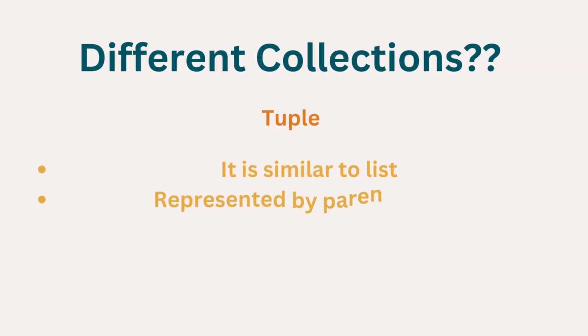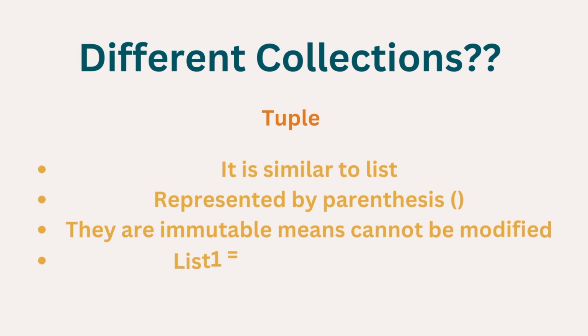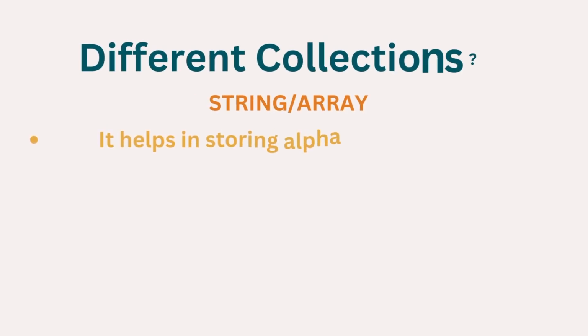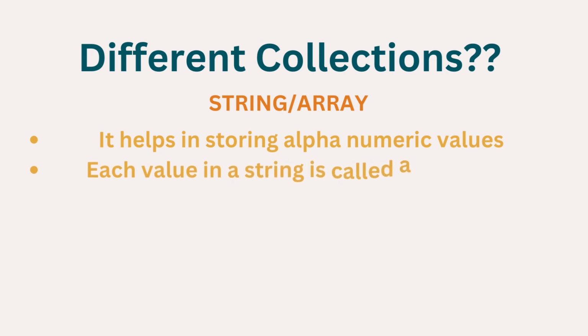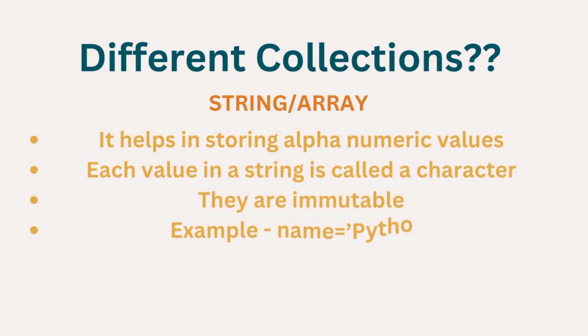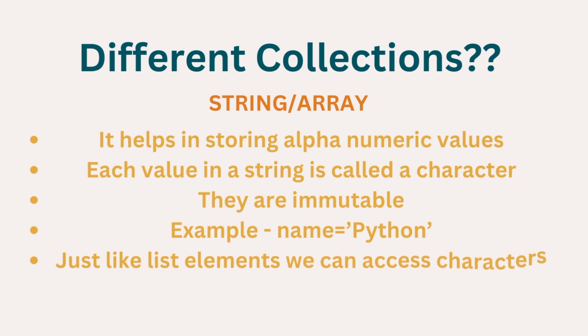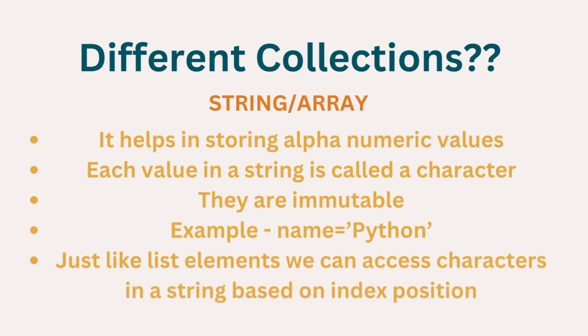Next is tuple. They are similar to lists. There are only two differences: first, they are represented by parentheses. Second, they are immutable, which means they cannot be modified. Next is a string. It is also called an array. It helps in storing alphanumerical values, and every value in a string is called a character, and yes, they are immutable, which means they cannot be modified.